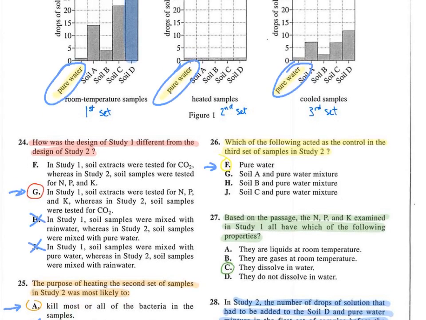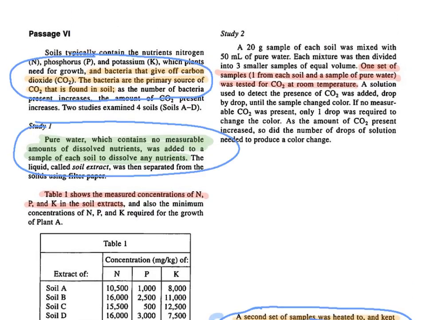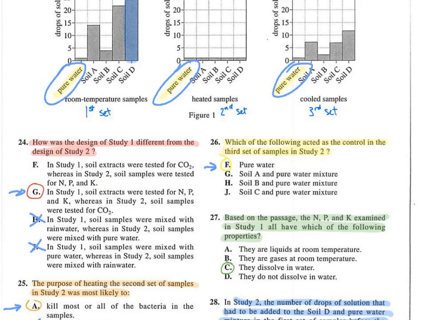And 27, based on the passage, the nitrogen, phosphorus, and potassium examined in study 1 all have which of the following properties? They're liquid at room temperature, gas at room temperature, they dissolve or they don't dissolve. Well, it mentions that pure water has no dissolved nutrients, and that really those three things, nitrogen, potassium, and phosphorus, can dissolve in water. So they're talking about something that can dissolve in water, so it's not D, and they're not gases or liquids at room temperature. They're being filtered from the soil. They are solid, so it's not going to be A and B. They dissolve in water. That one was C.